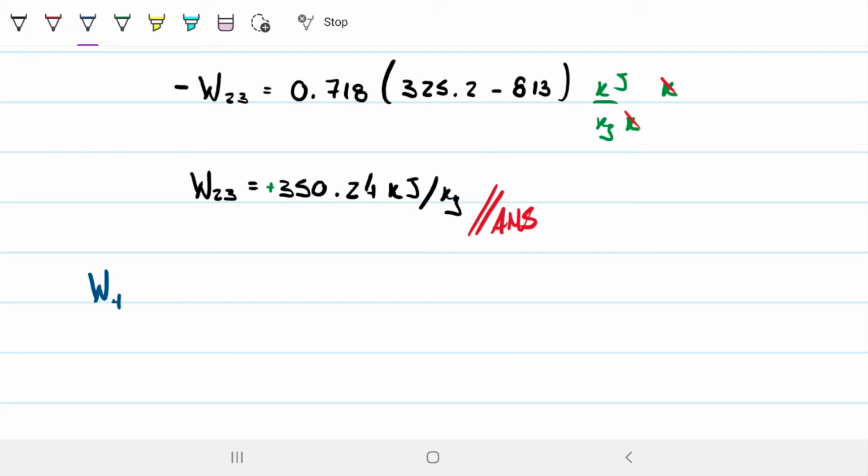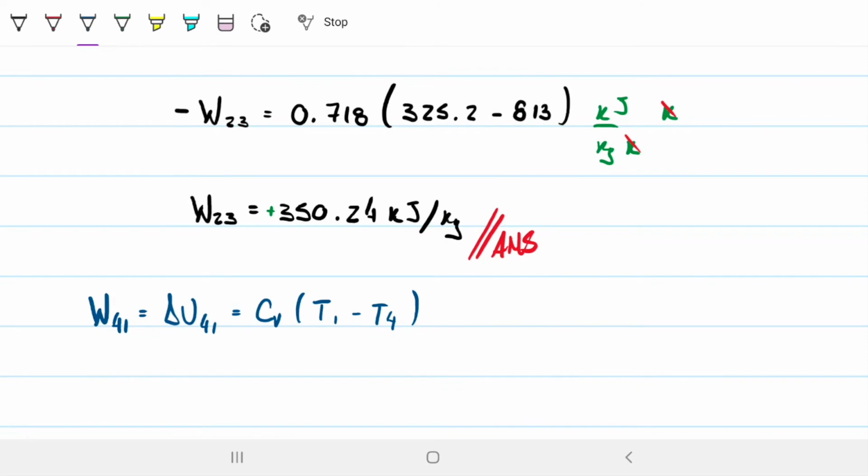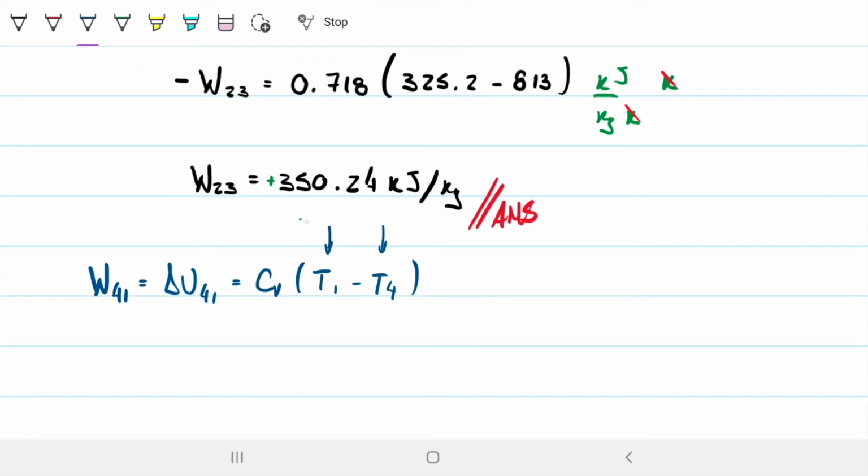Because again, work as we go from 4 to 1 has to be equal to delta U as we go from 4 to 1, because it's adiabatic. In this case here, it's going to be CV, and then T of 1 minus T of 4. And you can see everything is exactly the same, because T1 is the same as T2, and T4 is the same as T3. Right? So this is a higher one. This is the 813, and this is the 325.